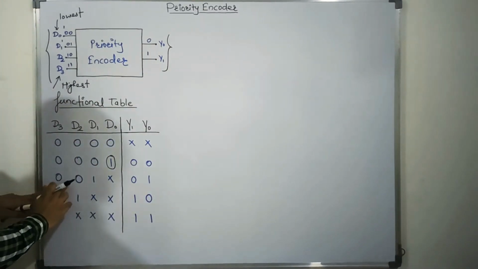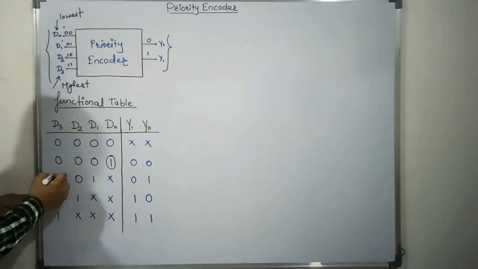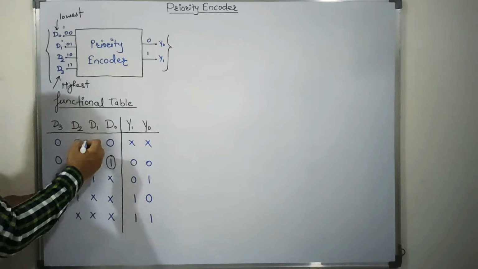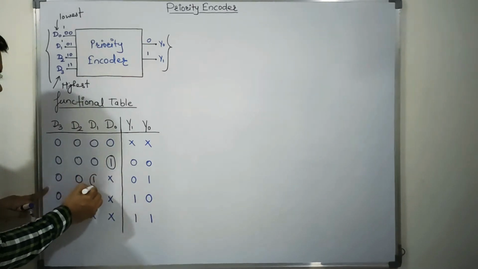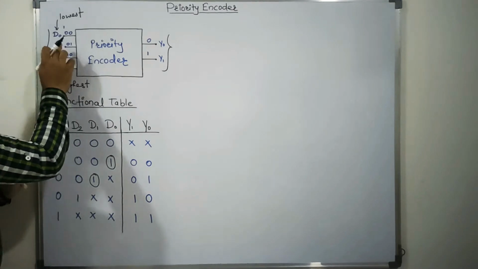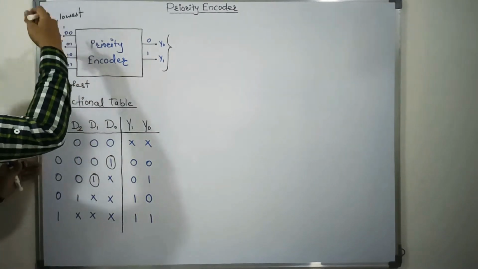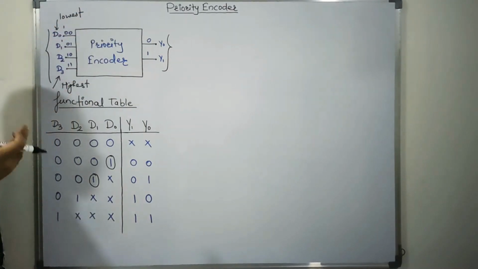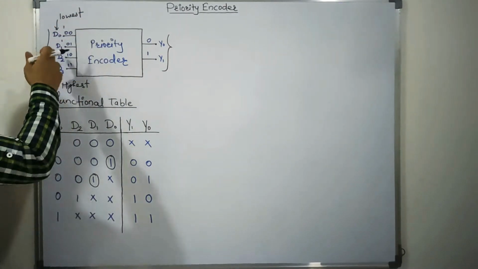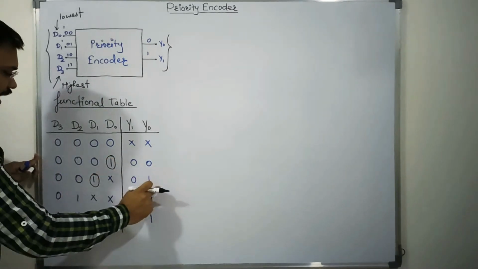Next, suppose 0 0 1 and don't care. In this case, D3 is 0, D2 is 0 and D1 has the highest priority. As D1 is highest priority, there is no need to check D0, because D0 has the lowest priority compared with D1. So that's why the value for D1 is 0 1.